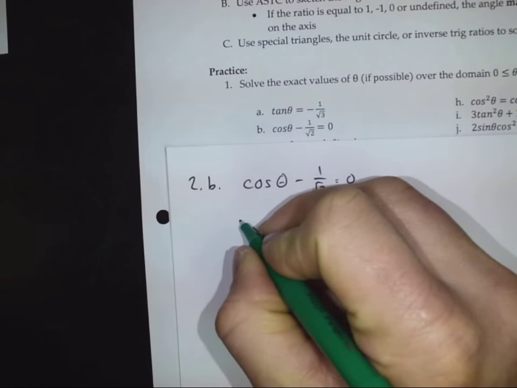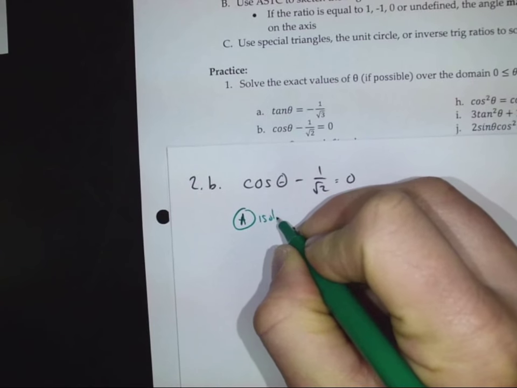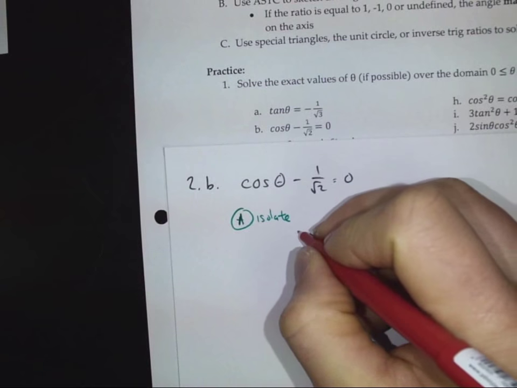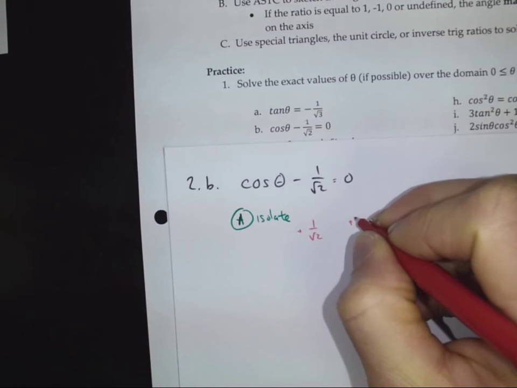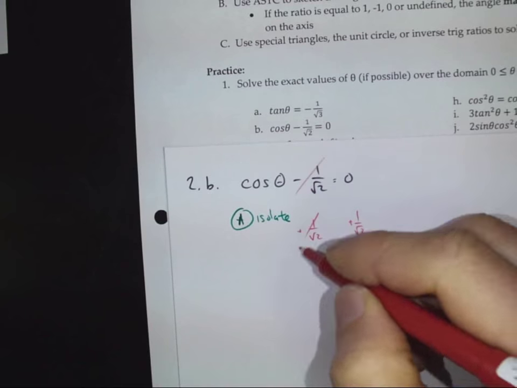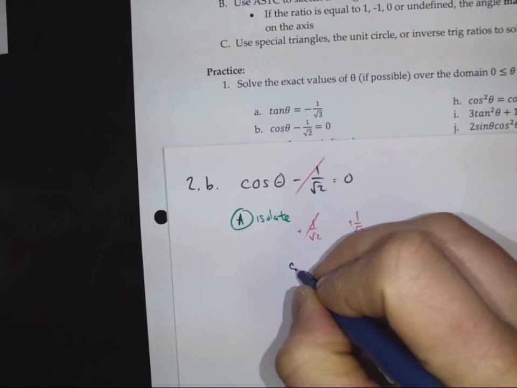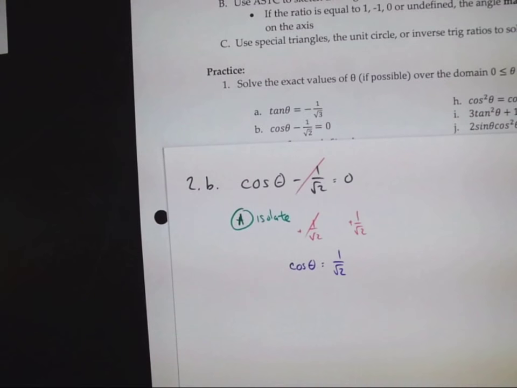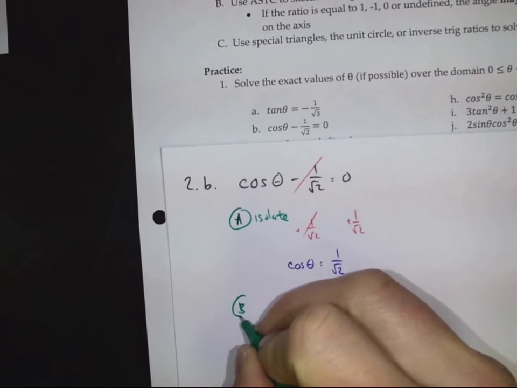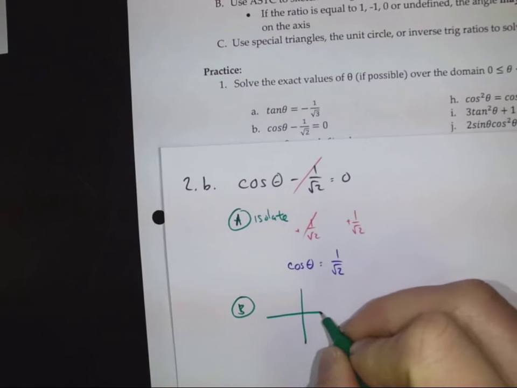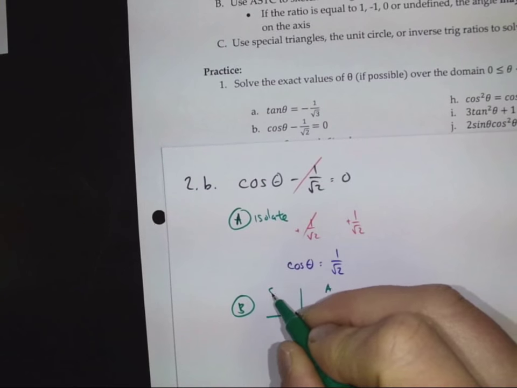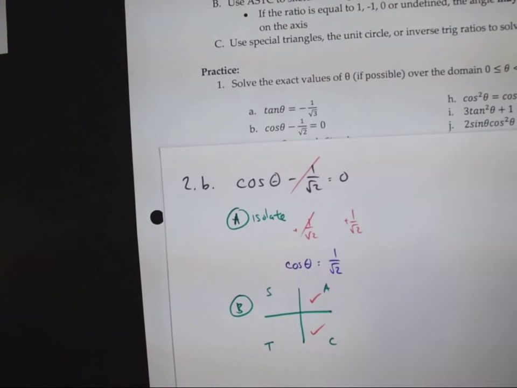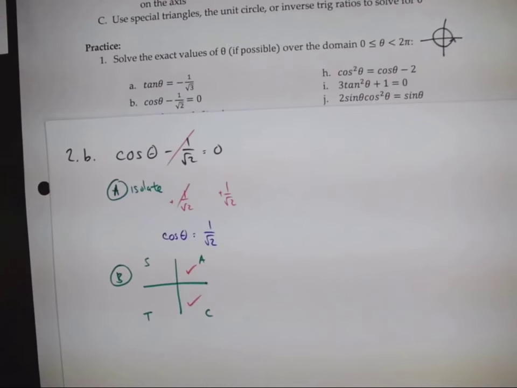All right, so our first thing we need to do is isolate, right? To isolate our trig ratio, we're going to add 1 over root 2 to both sides. And that cancels these guys out. So we get cosine theta is equal to 1 over root 2. Okay, isolated, done. Then we're going to use All Students Take Calculus, and we're saying, okay, we've got a positive cosine ratio. So which quadrants can have a positive cosine ratio? It's this one and that one. We'll draw out our angles.